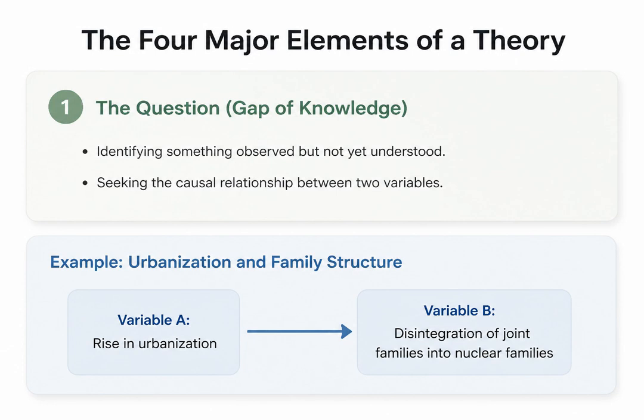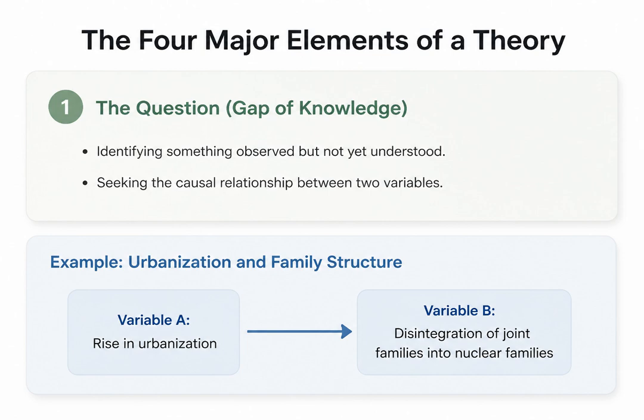So, how do we build a theory? It requires 4 major elements. The first element is the question, which arises from a gap of knowledge. This is when you observe something happening in society but do not yet understand why. You notice 2 phenomena and want to know the causal relationship between them.